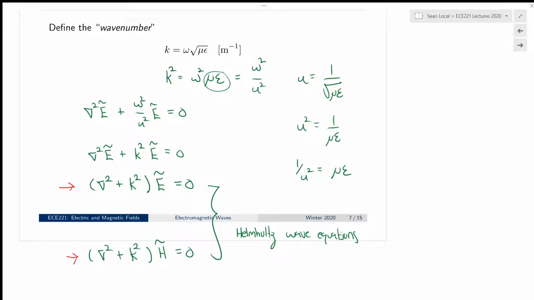Again, the time dependence of E has been assumed so that we can replace our general electric field with a phasor, which we see here. And these phasors, E tilde and H tilde, are only functions of space. So we automatically know the time dependence because we've assumed it. And our goal now is to try to find solutions for E tilde and H tilde, which are only functions of space.